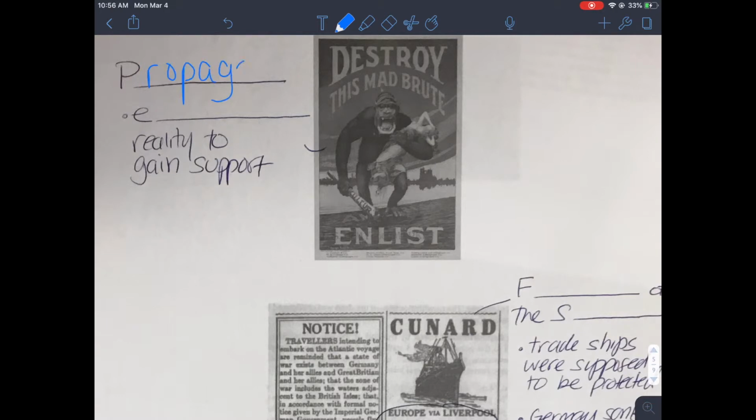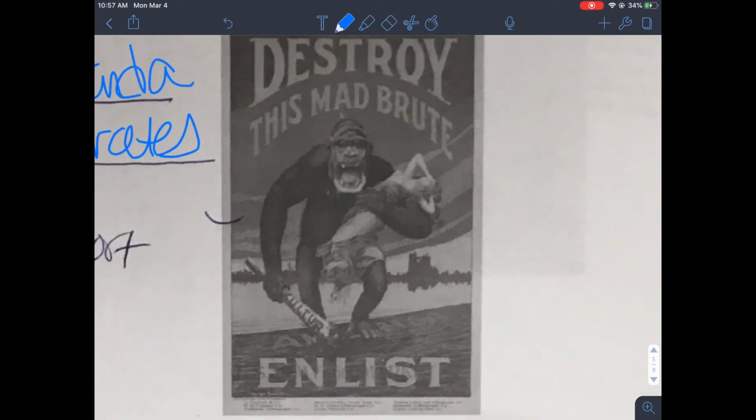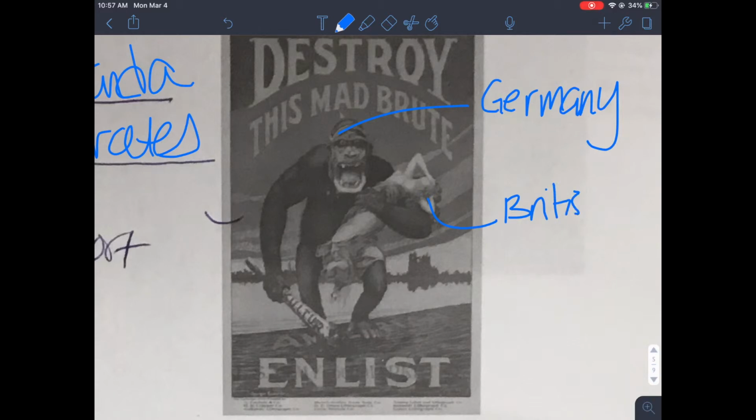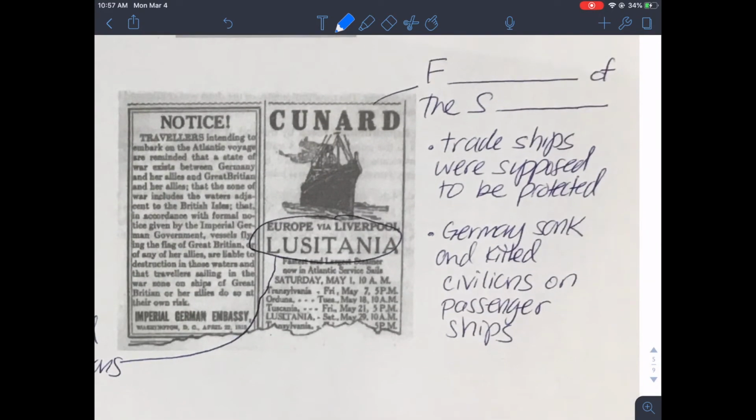In this political cartoon, this is a type of propaganda where the artist exaggerates reality so that people would support their viewpoint. It says, "Destroy this mad brute, enlist." This is trying to encourage particularly Americans to join the war effort. The ape-like creature they were trying to draw as Germany, and the innocent woman being taken advantage of represented Britain and France. So we have to help our allies from the brutes, the Germans. They exaggerated some of that truth to get support.